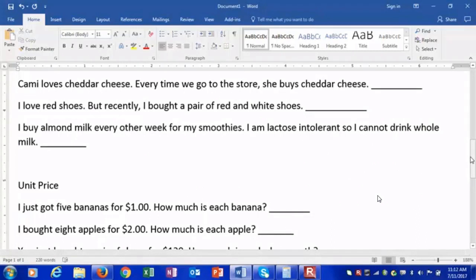Cammie loves cheddar cheese. Every time we go to the store, she buys cheddar cheese. Is that a pattern or logic? Read through the sentence to see if a pattern is established, and then read through the sentence to see if logic is established. Well, think about it. Every time she's buying cheddar cheese. So the pattern is inductive.